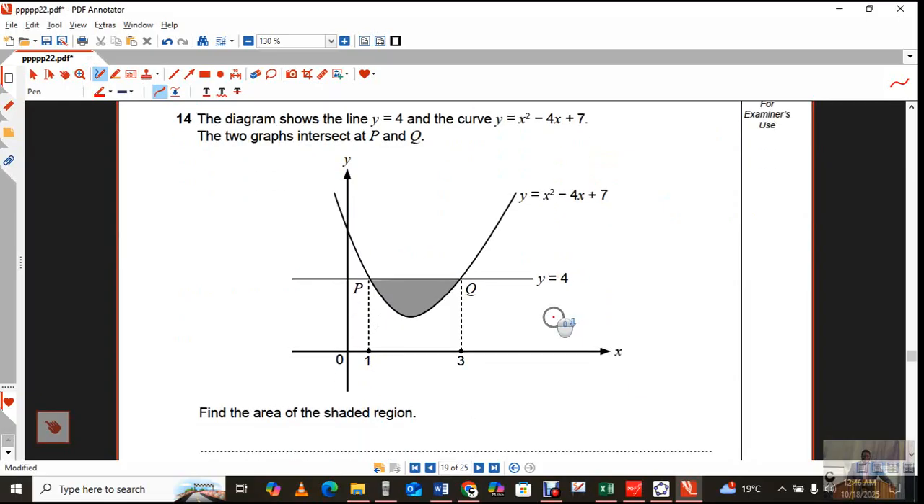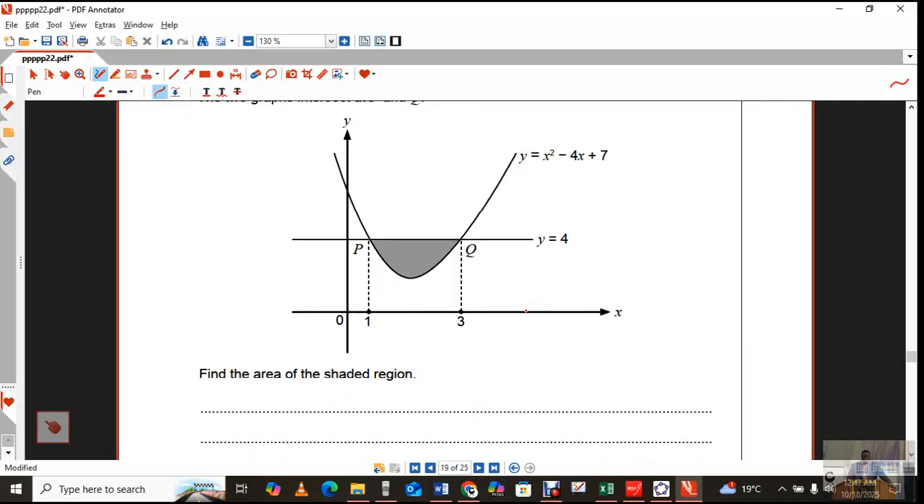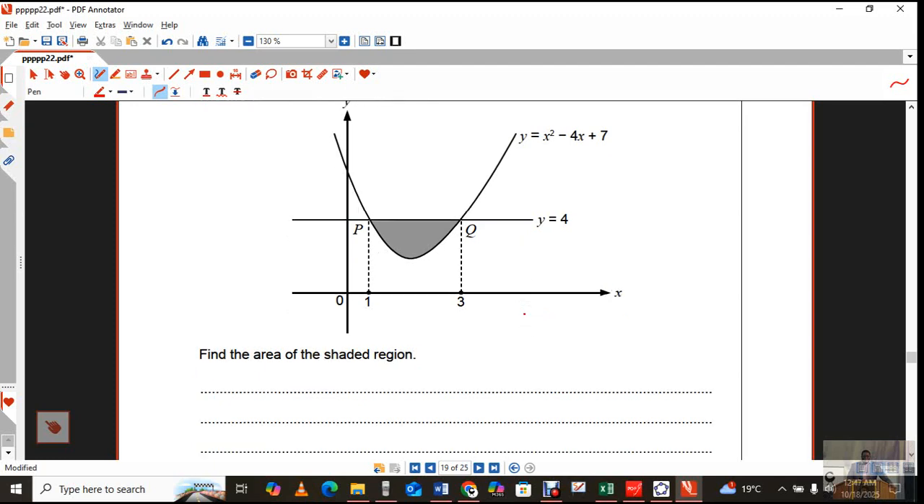Okay, then we have question 14. Question 14 says the diagram shows the line y equals 4 and the curve y equals x squared minus 4x plus 7. The two graphs intersect at the points P and Q. Find the shaded region. Now I'm going to do this in two ways. I'm first going to look at the rectangle there.